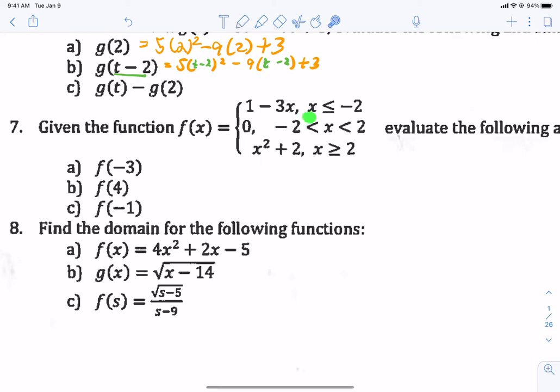Exactly. We would have to input it here because our x value is less than or equal to -2. And so this one, we only use this function. And so this is only 1 minus 3 times our input, which is 1 plus 9, or 10. Now, where do we plug in a 4? Top, middle, or bottom? This time, exactly, we have to use the bottom because our input is bigger than or equal to 2. And so our bottom function says that we square the input plus 2. And so this is going to be 4 squared, or 16 plus 2, which is 18.